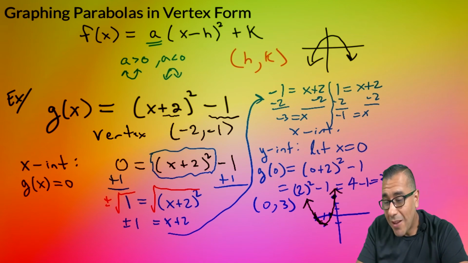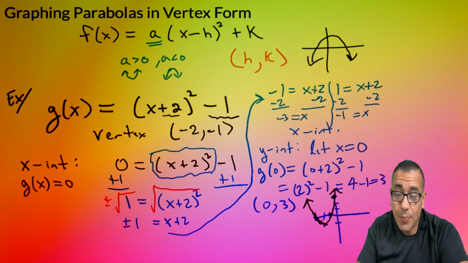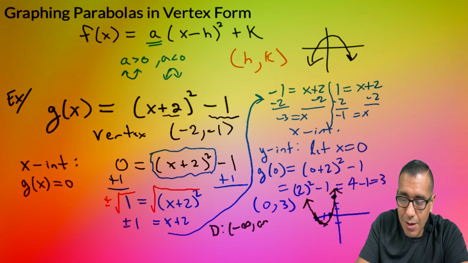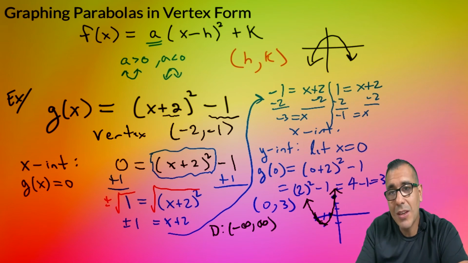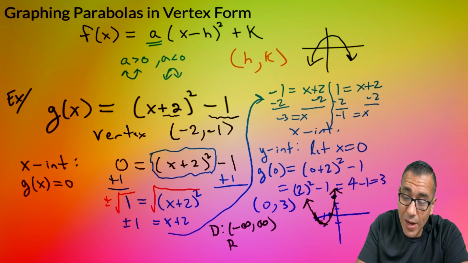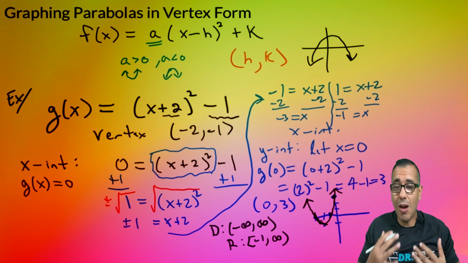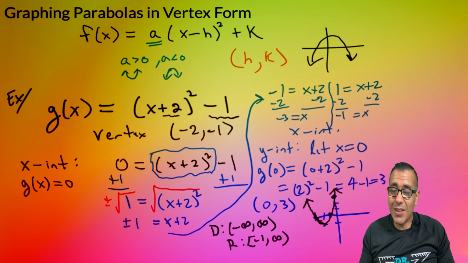So then once you have this shape here, we could start to answer more questions. What's the domain? Well, how far left and how far right does it go? Dr. Math has videos on all that stuff. So domain, -infinity to infinity. What's the range? How low does it go? Well, the lowest point we saw was -1, right? That was the lowest. So -1, how high is it going? All the way to infinity. So you can start to answer all these questions once you have the shape.